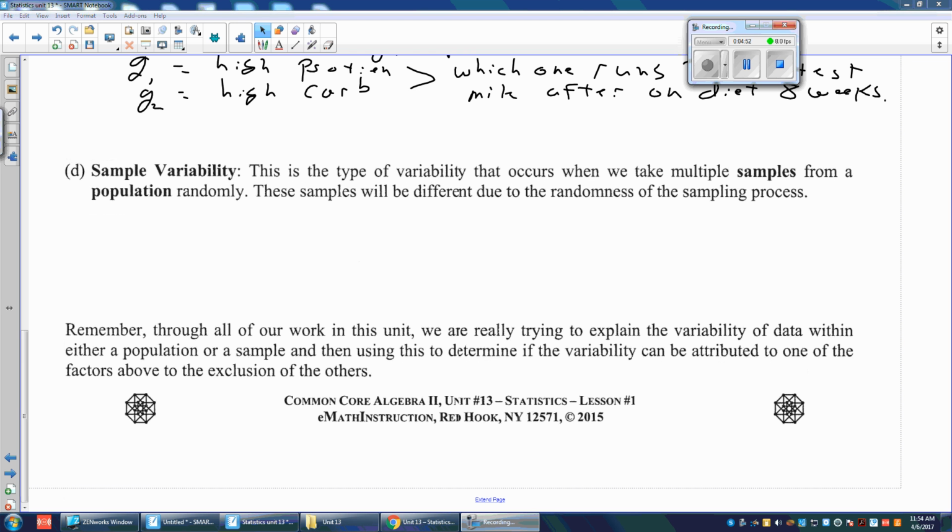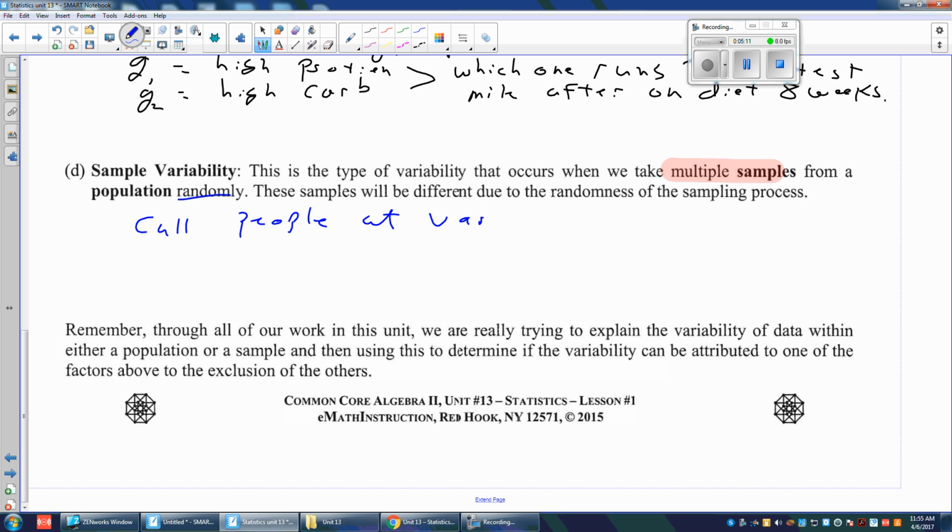Sample variability. We're going to take samples at different times, multiple samples. It's random. So let's see. We call people at various times in the day and night. We're going to have a different population at 1 o'clock in the afternoon than 8 o'clock at night.